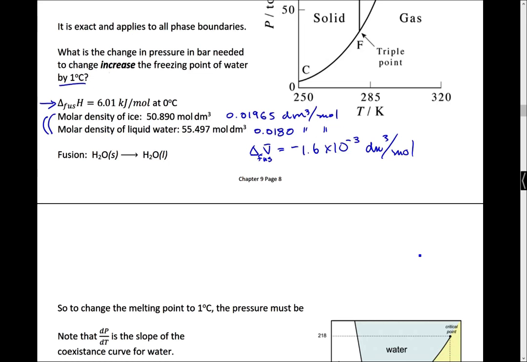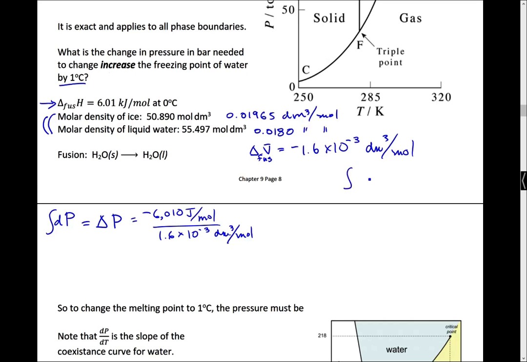All right, so next up we need to plug in some values. So we can say the integral of dP is going to be ΔP, right? And we're asking the question, what's the change in pressure going to be? So ΔP is what we're interested in, and that means I need to take the integral. We're going to assume that ΔH and ΔV aren't strongly dependent on temperature. So that's going to allow us to pull that out front. So we've got 6,010 joules per mole, that's our ΔH. ΔV, minus 1.6 times 10 to the minus 3 decimeters cubed per mole. I'm going to include the negative sign there, right?